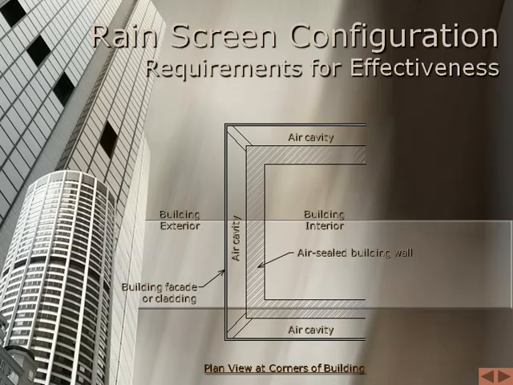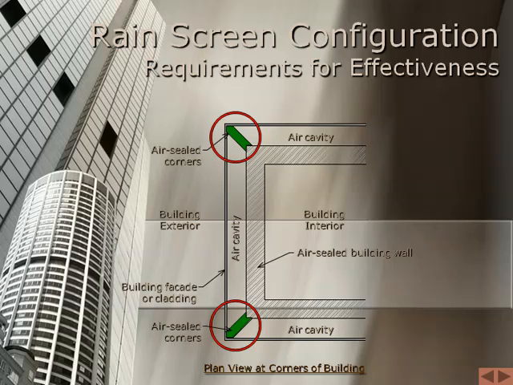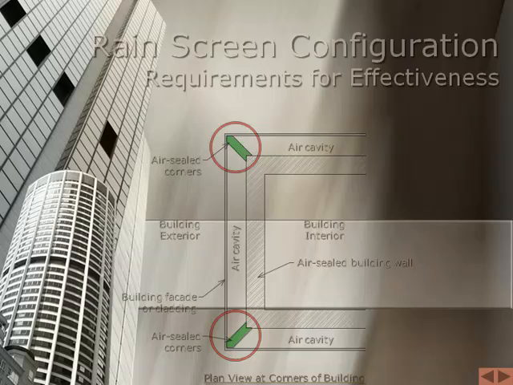To make the rain screen function, the air cavity must be divided into compartments in the adjacent orientation planes. Each of these compartments must be airtight at the building corners to allow pressure equalization to occur naturally in each plane. The formation of these compartments also eliminates the cooling effect of wind blowing across the structural wall.